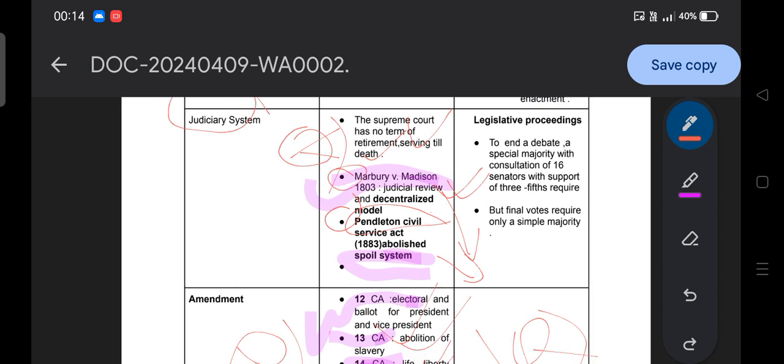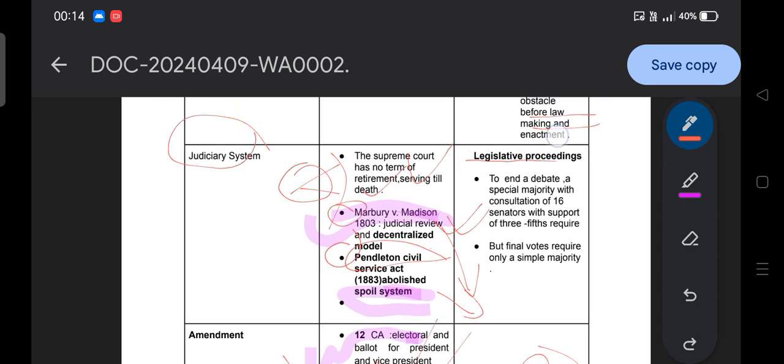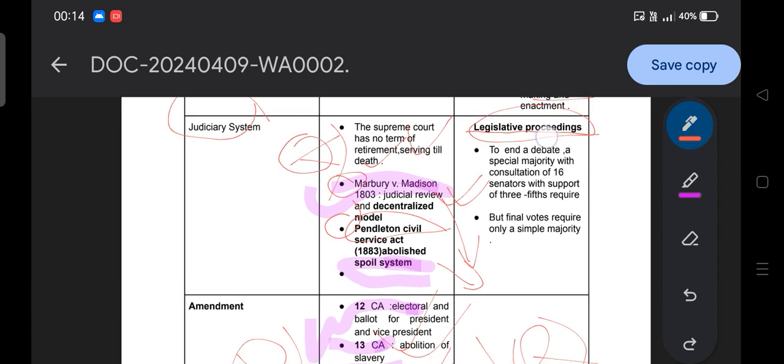Then moving to the next, legislative proceedings. As you studied, filibuster is about delay in a bill. But how the bill will pass and how members will vote is discussed under this. And to end a debate, a special majority is needed. To end a filibuster, a special majority with the consultation of 16 senators with the support of 3/5 is required. Okay, 3/5, not 2/3.